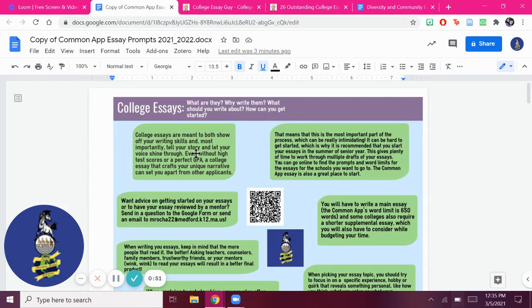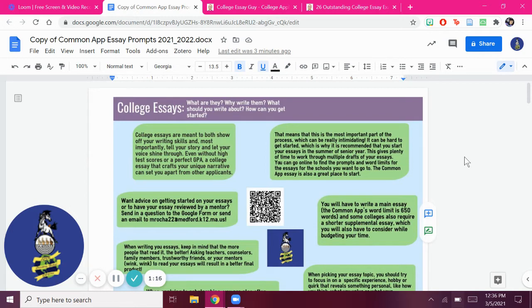To begin though, I'd like to share this graphic that shares some tips on college essays, and I'll also be sharing some resources on college essays as well. So lots of information today, very excited to share. So college essays, what are they? Why write them? What should you write about? And how can you get started?